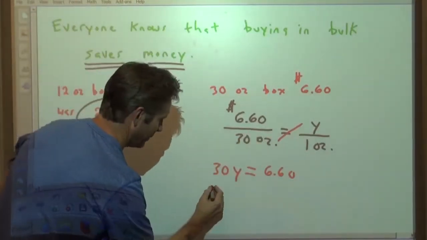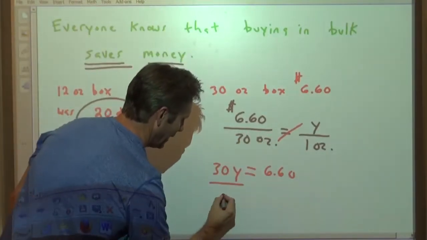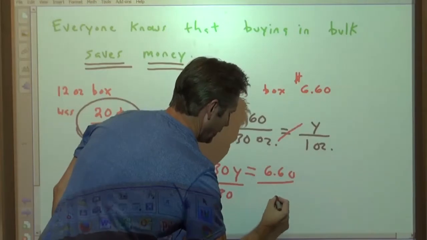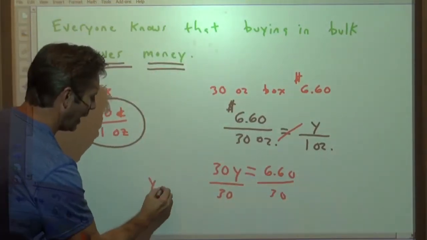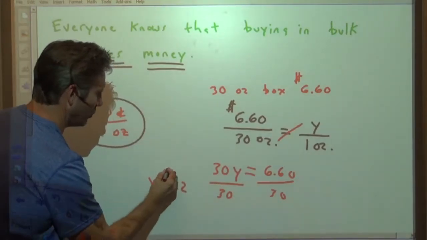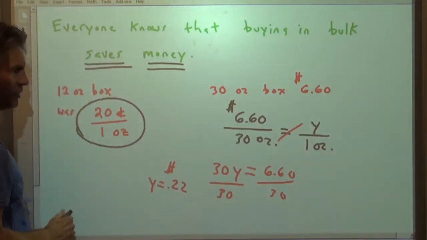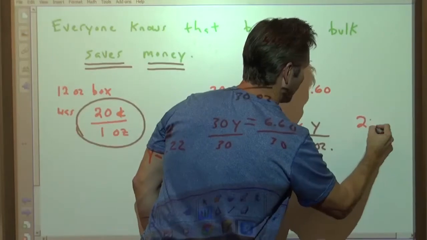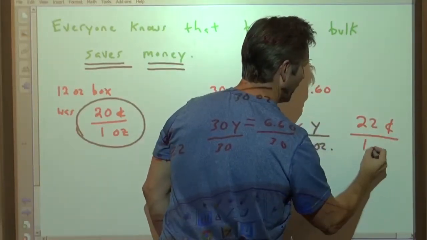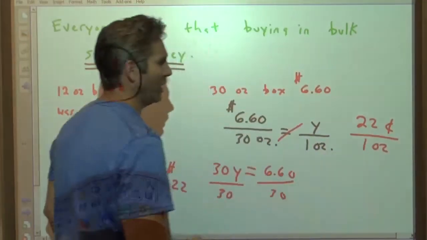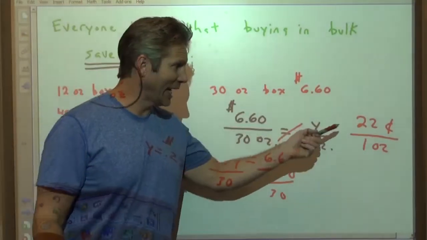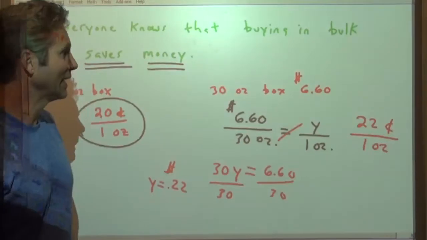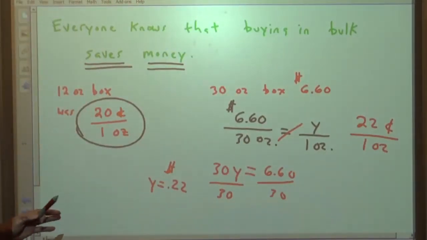I'm leaving off the units for now. We probably shouldn't do that. At any rate, divide by 30, that's 0.22. So y is equal to $0.22, which is 22 cents. So we just found that our unit price for the big box is 22 cents per ounce. That manufacturer did not have to spend more money producing that. They got greedy, and they will rip you off.